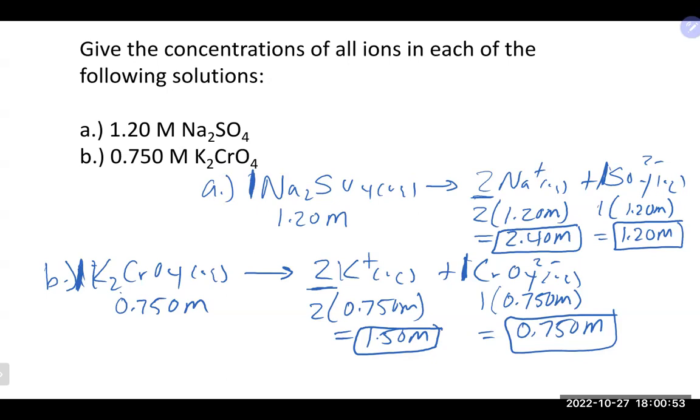So again, you may be asked in certain cases, like I said, to get the concentration of just the ions, maybe not the whole thing. So you've got to be able to relate the molarity to everybody.